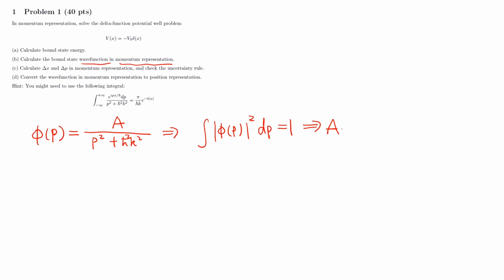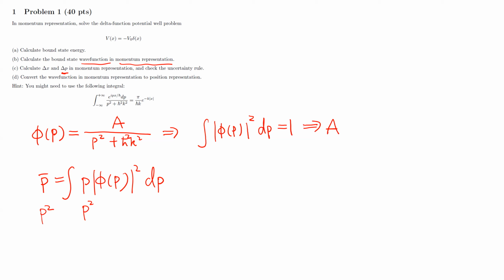The third one is to calculate delta x and delta p in the momentum representation and check the uncertainty principle. Typically delta p is the harder part, but in this case delta p is the easier part, because the average of p is just the integral of p times the wave function squared dp. If we do p square, we only need to change to p square. So p is the easiest part, and you should be able to get it immediately.